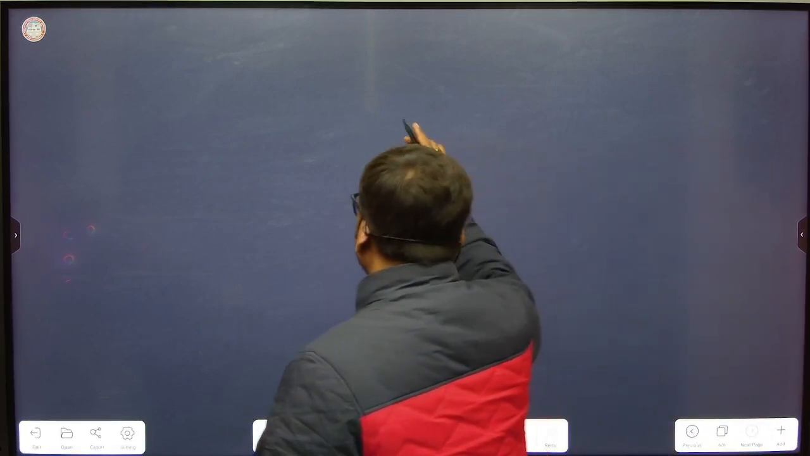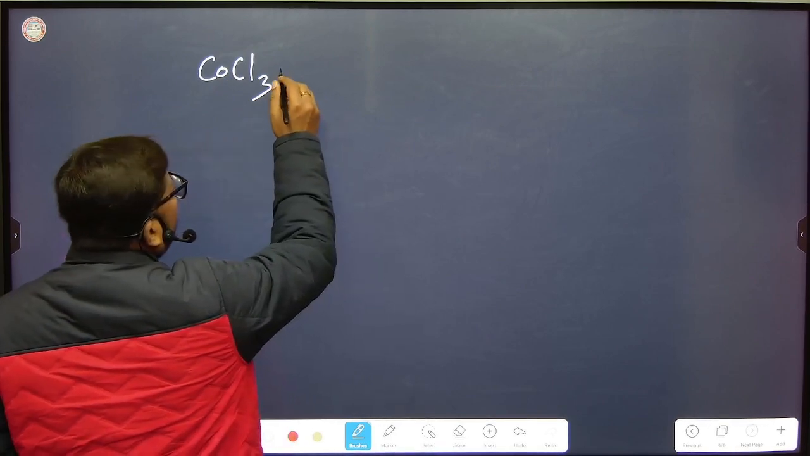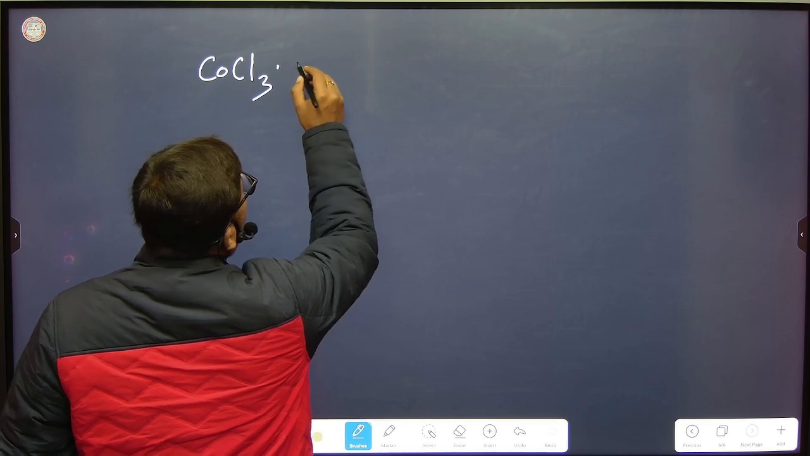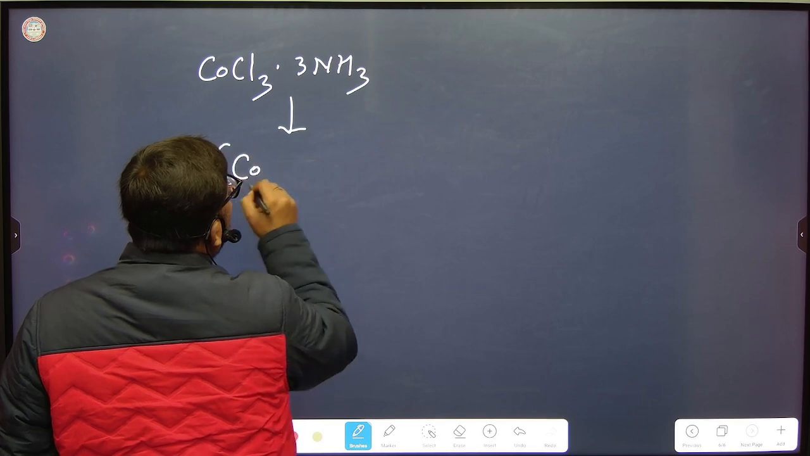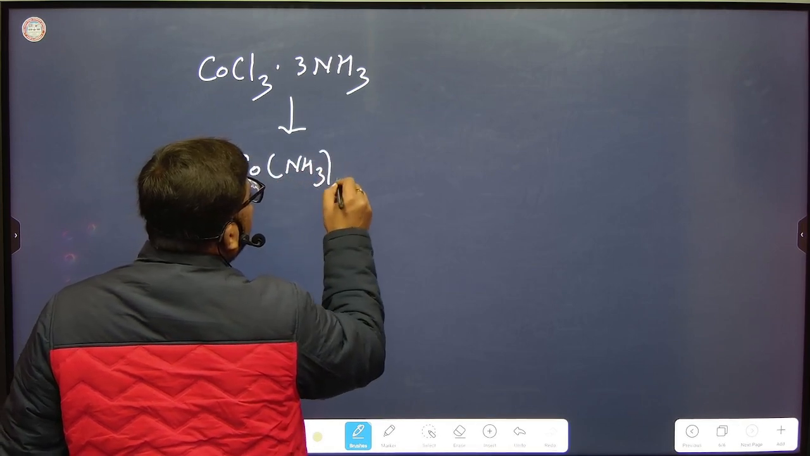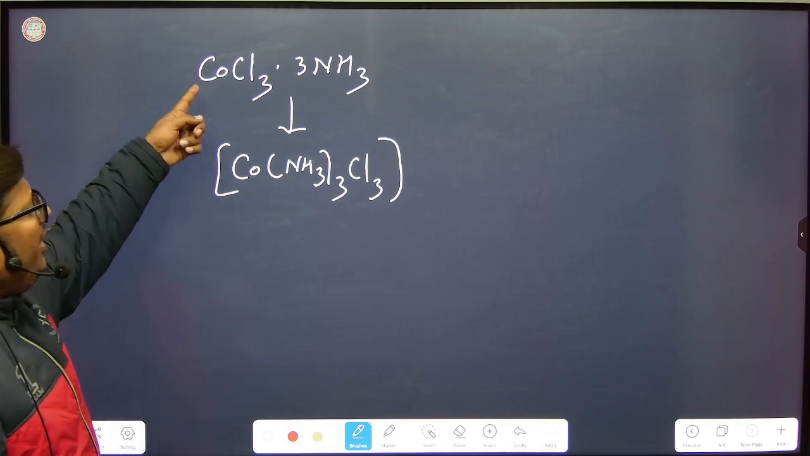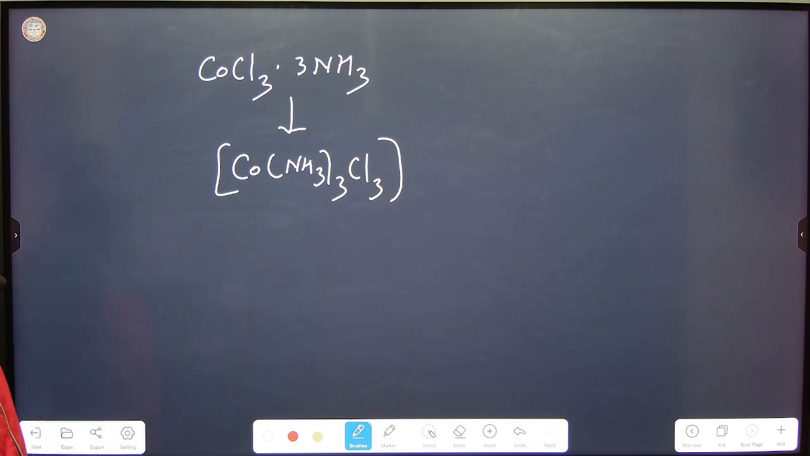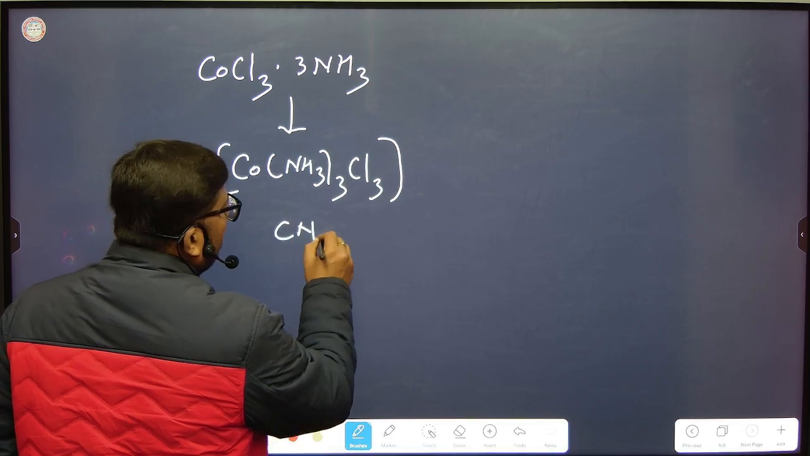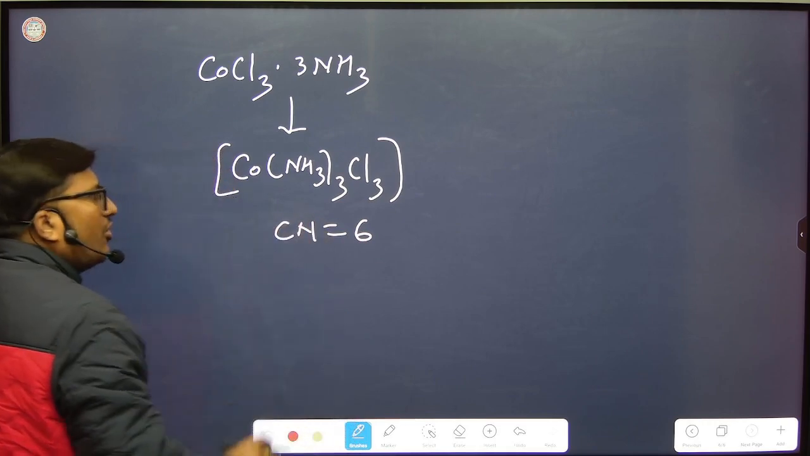And the third one is CoCl3 into 3NH3. It means Co(NH3)3 and Cl3, right? So this chemical adduct is expressed as [Co(NH3)3Cl3]. Here again the coordination number is 6, right? 3 from ammonia and 3 from chloride ions. So this is 6. Again the geometry is octahedral.